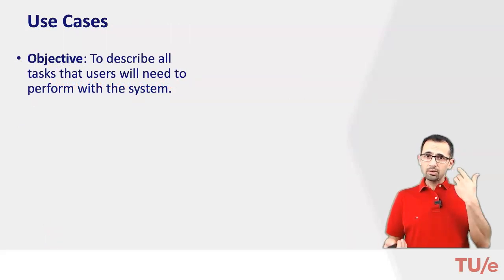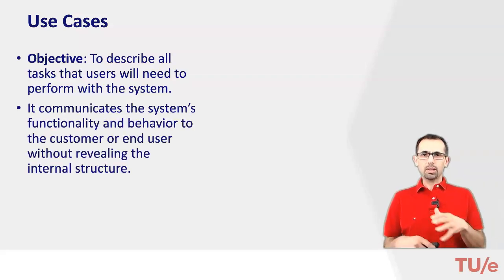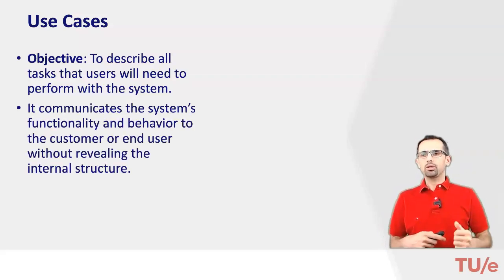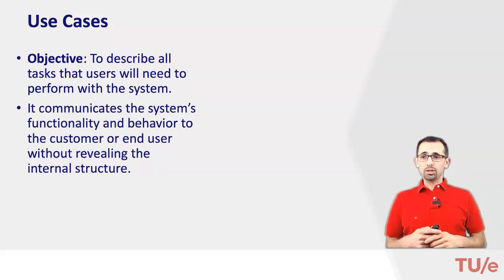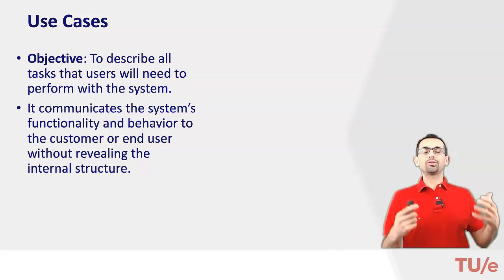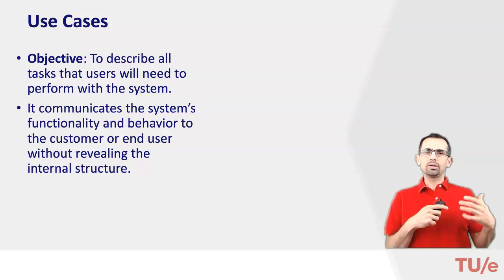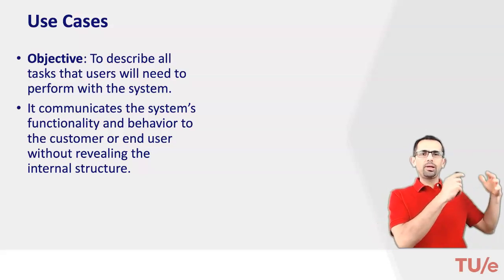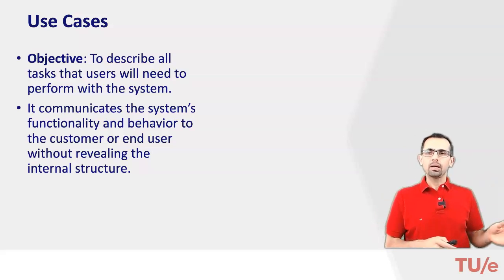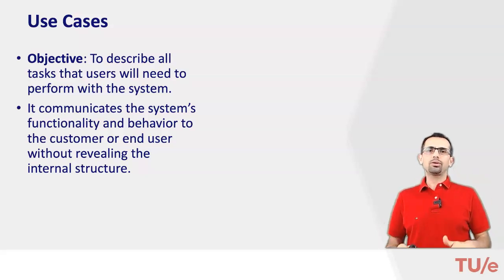Again, very briefly, you describe with the use cases the task that the user will need to do with the system. Not just what does the system do, but what the user will do with the system. That's the kind of perspective that you should approach your solution. So it communicates the system's functionality and behavior to the customer or end user without revealing the internal structure. That's important. So it doesn't go into details of how the system will implement something or respond to something. It's a completely different issue. It's a design concern, not your concern, not the users' concern.